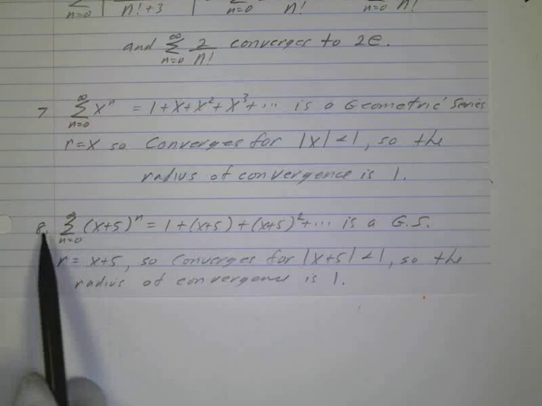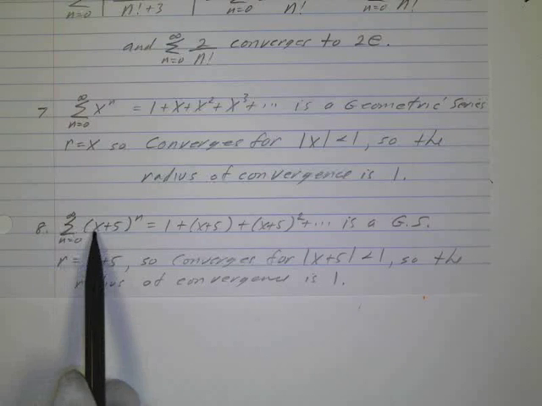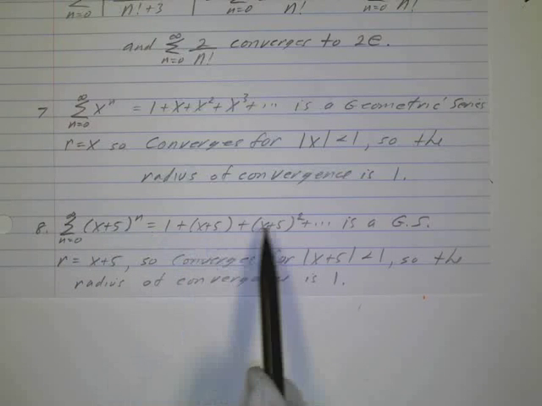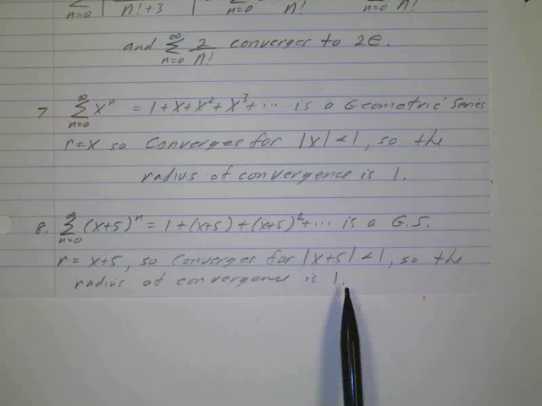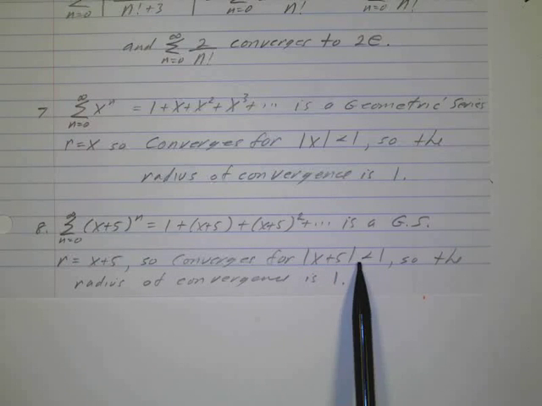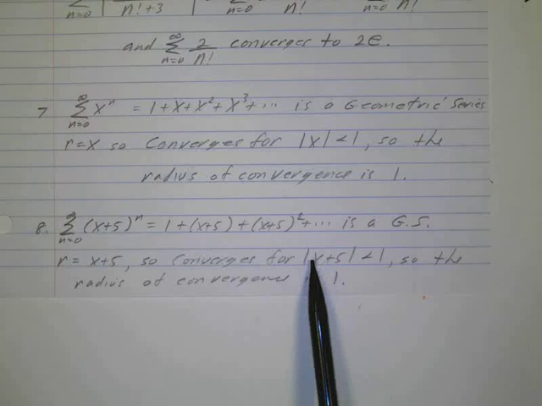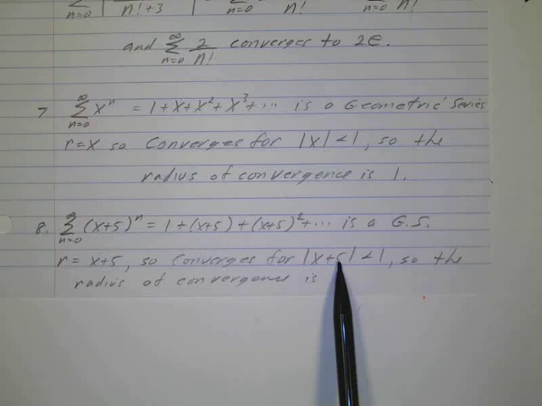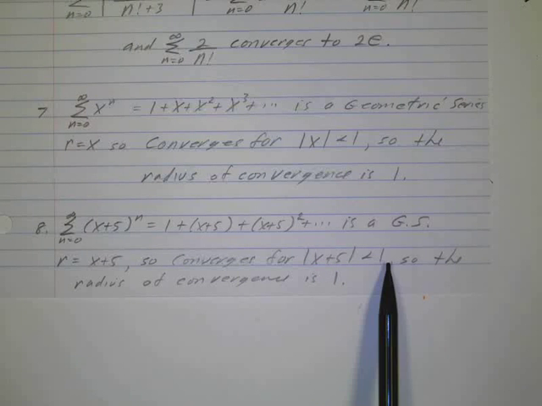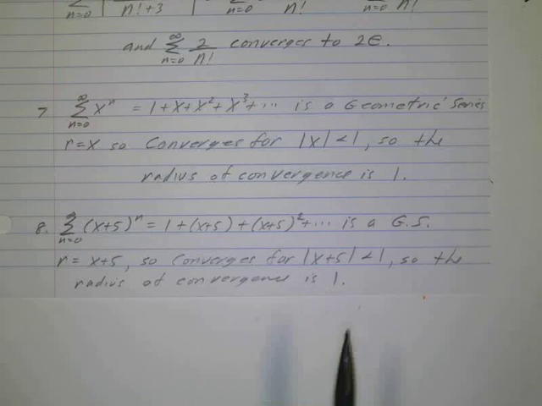Same idea. We have another geometric series. The summation n equals 0 to infinity of x plus 5 to the n, so 1 plus x plus 5 plus x plus 5 squared. It is also a geometric series. R is equal to x plus 5, so it converges for the absolute value of x plus 5 less than 1. And this is in the form x minus a, so if we look at the theory of convergence, we talked about this, that's going to be in the form x minus a. So this is okay. So this still is less than 1, so the radius of convergence is also 1. Okay? So that's 1 through 8. Hope that helps.